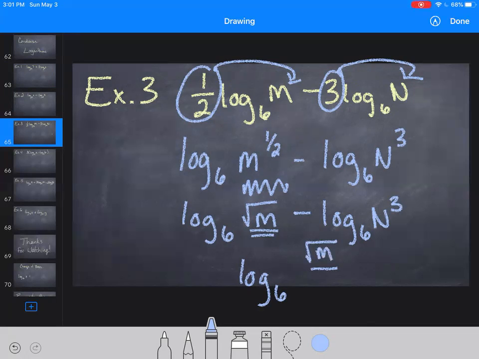Whenever I have the negative log in front of it, I know that's going to my denominator, so I'm going to put my n cubed in my denominator. And now I have log base 6 of the square root of m divided by n cubed. And there's my condensed form.